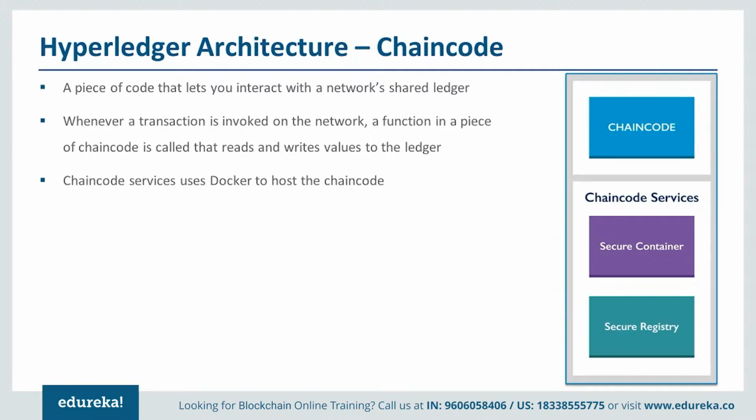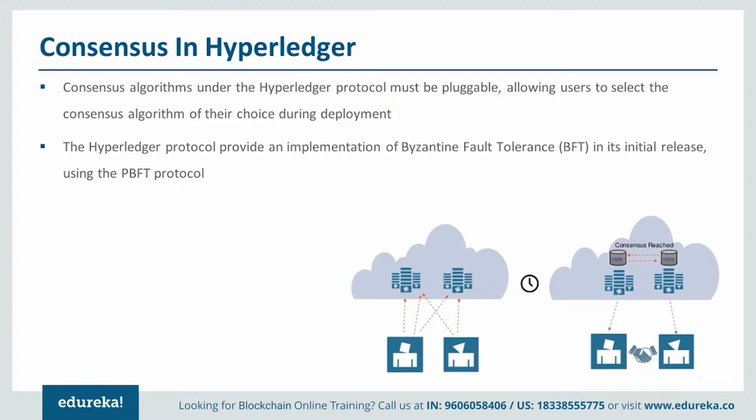Chain code, this is basically your smart contract piece of code that lets you interact with the network shared ledger. Whenever a transaction is invoked on the network, the function in the piece of chain code is called that reads and writes the value to the ledger. This is generally present only at the endorser nodes and not at all the nodes. The chain code service uses Docker to host the chain code. So as I mentioned, by default, you have Byzantine fault tolerance in initial releases, but you can always plug and play.